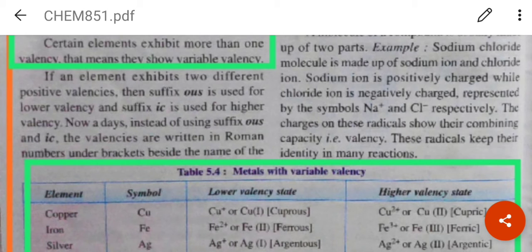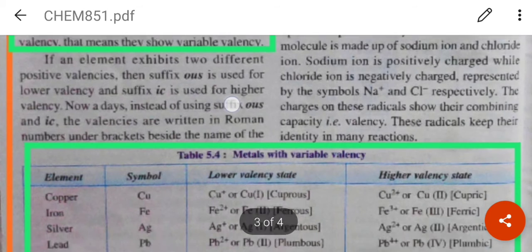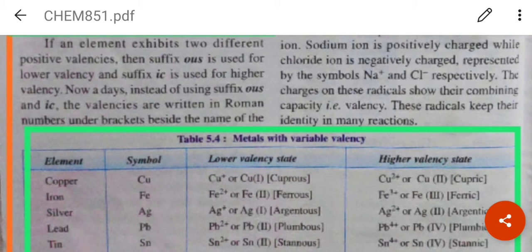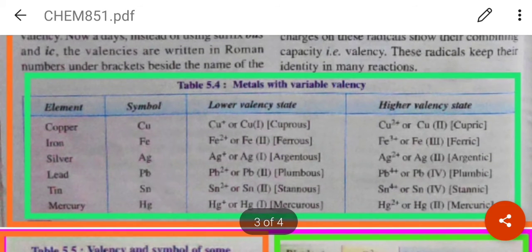IC. Or we can do one more thing, the valencies can also be written in Roman numbers under brackets besides the name of the elements. So for example, copper, Cu. Now if its valency is 1, okay, Cu plus, we can write it as Cu Roman 1 or cuprous. And if the valency is 2, Cu2 plus or Cu Roman 2 cupric.